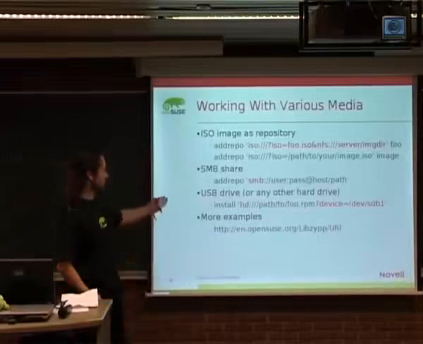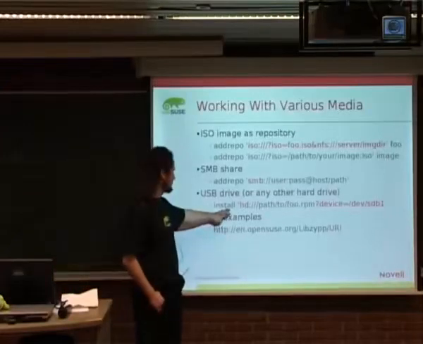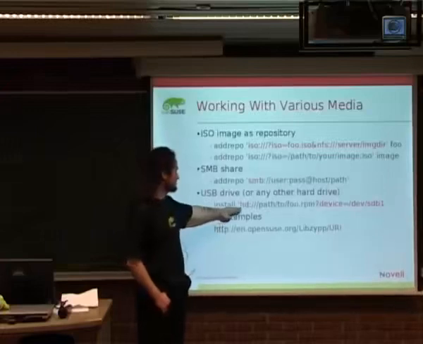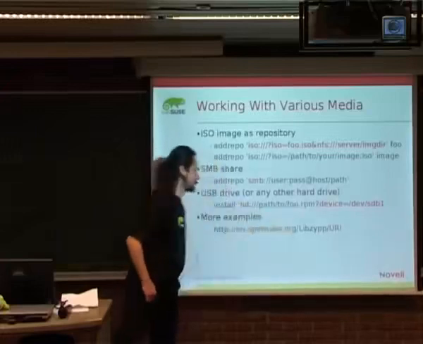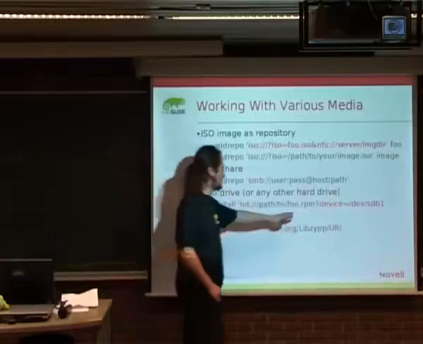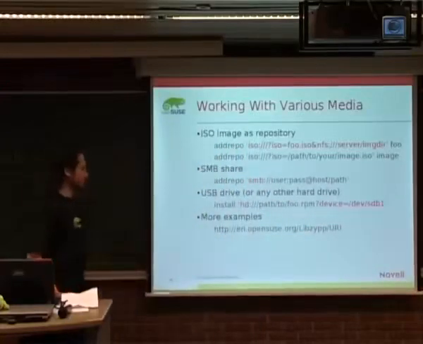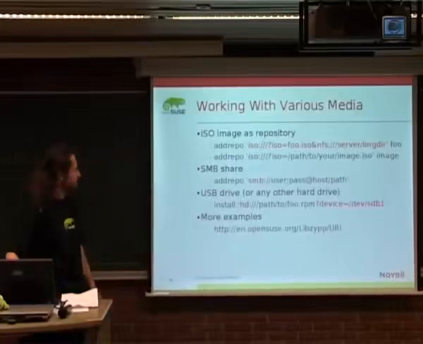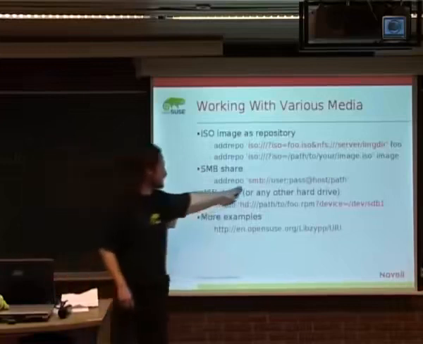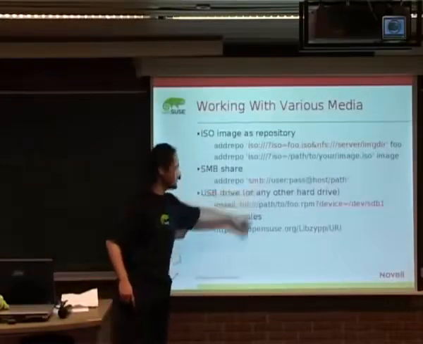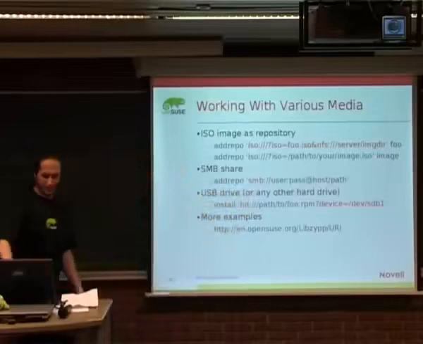For example, you can plug in your USB hard drive and tell Zypper to install an RPM package from it, just like this. You have to specify the device under which it is known to the system. All these URLs in this shape you can use also in YaST. It's a libzip feature.